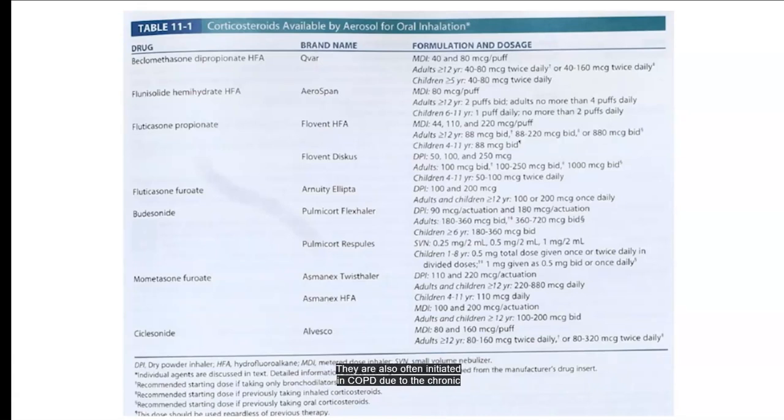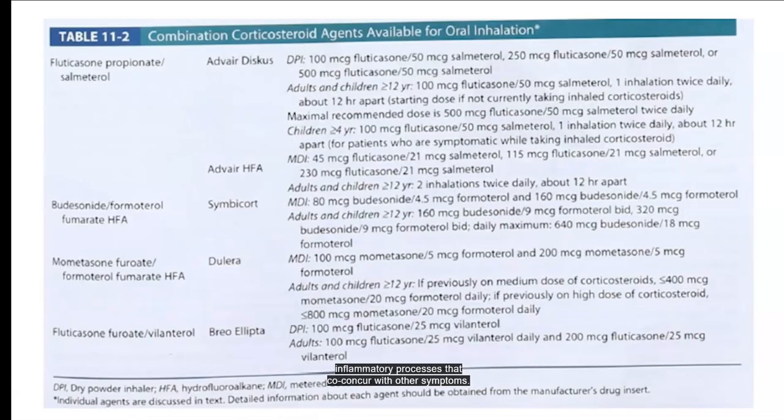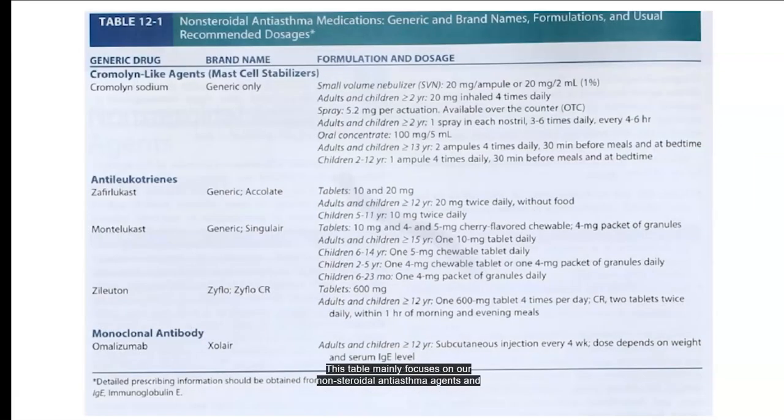They are also often initiated in COPD due to the chronic inflammatory processes that co-occur with other symptoms. Table 11-2 shows us the combination bronchodilators and corticosteroids that are often seen clinically in the adult and child dosages. Please note that for the purposes of this class, we are interested in adult dosages, with the exception of cystic fibrosis medications. This table mainly focuses on our non-steroidal anti-asthma agents and should be mentioned in Research Project 1 if you choose asthma as your disease.